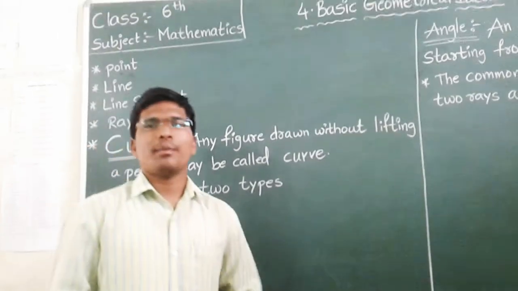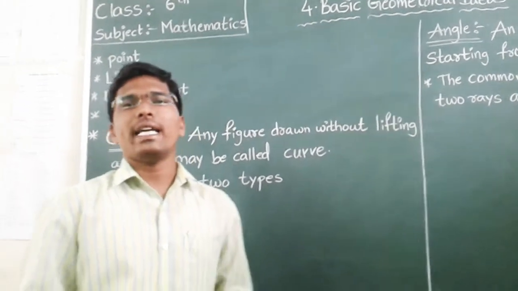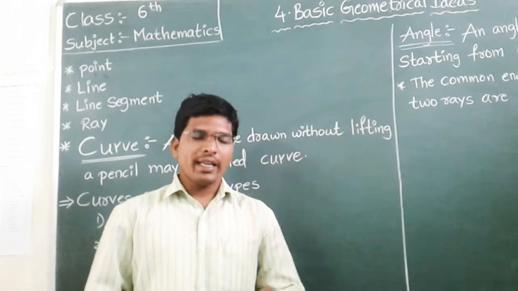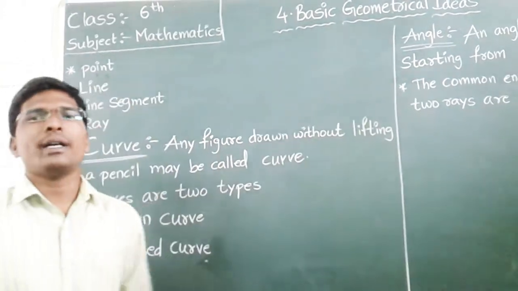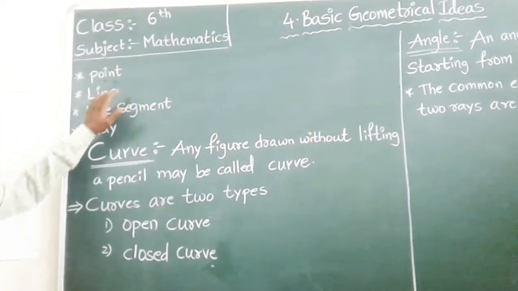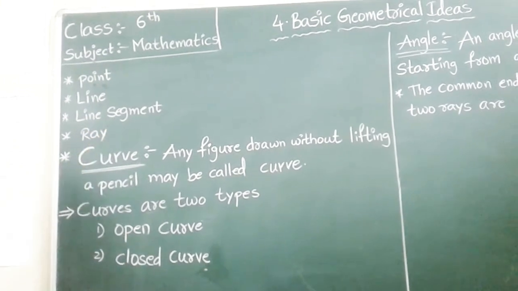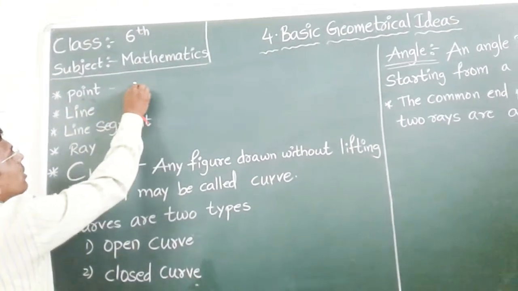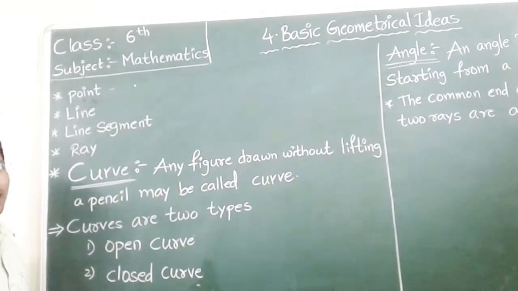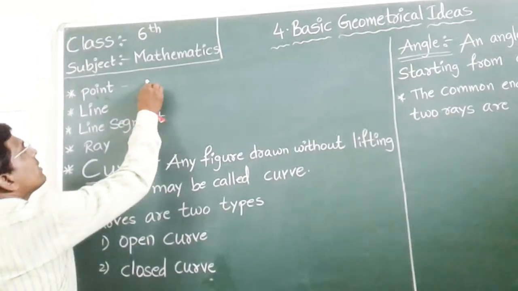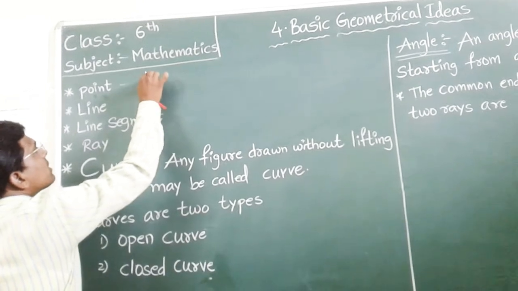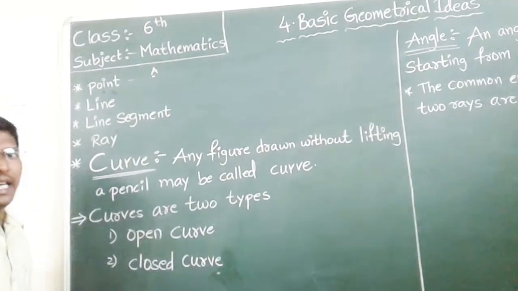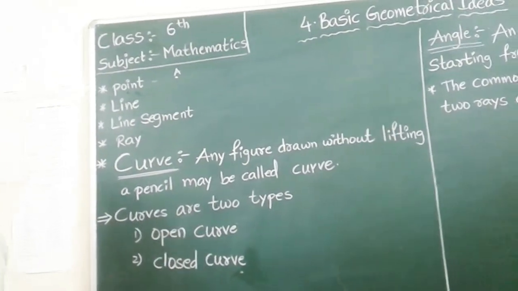Good morning students, in the previous class we learned the chapter Basic Geometrical Ideas. In this chapter we discussed the fundamental terms: point, line segment and ray. So what is meant by a point? A point is nothing but a dot. It is used to represent a particular location, and points are represented by capital letters like A, B, Z.